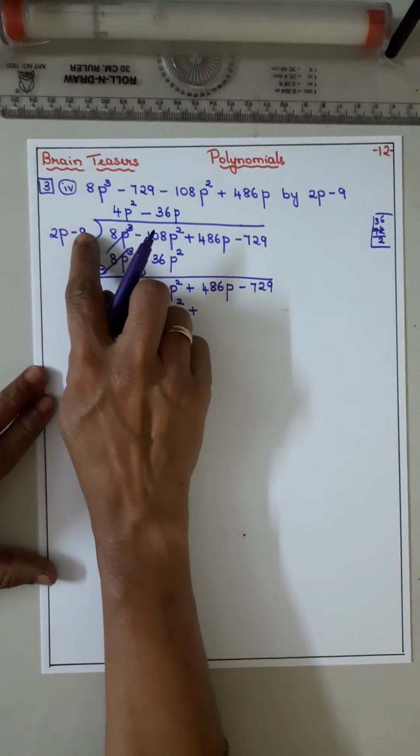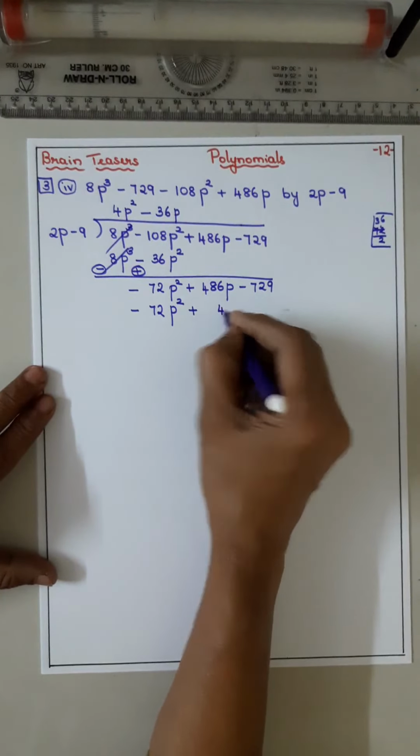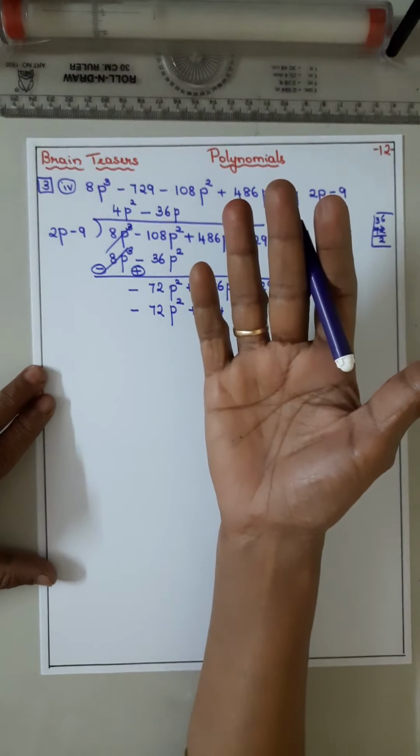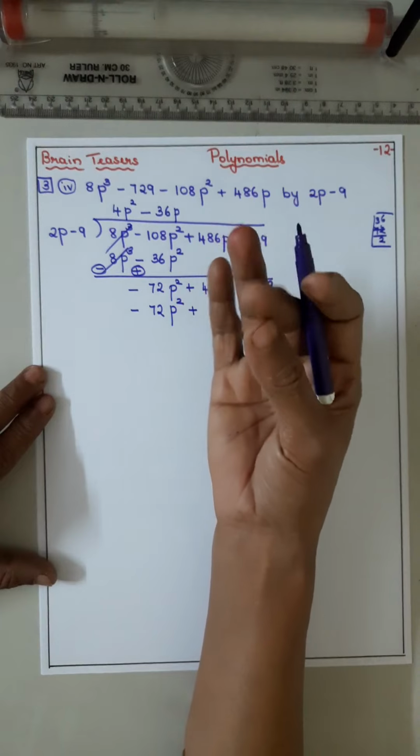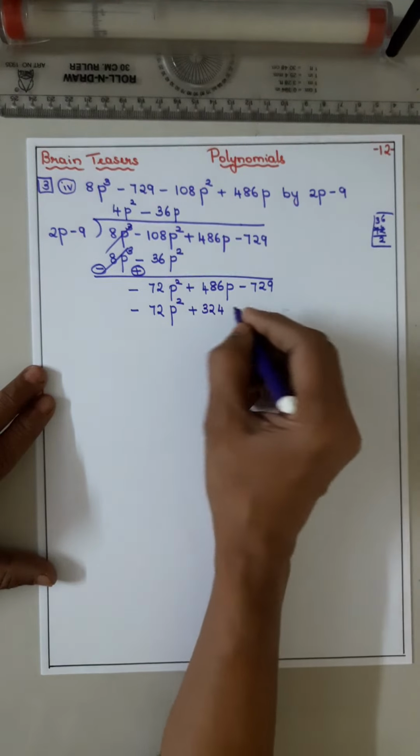Now multiply. 9 sixes are 54, 9 threes are 27, 28, 29, 30, 31, 32. So you got 324p.